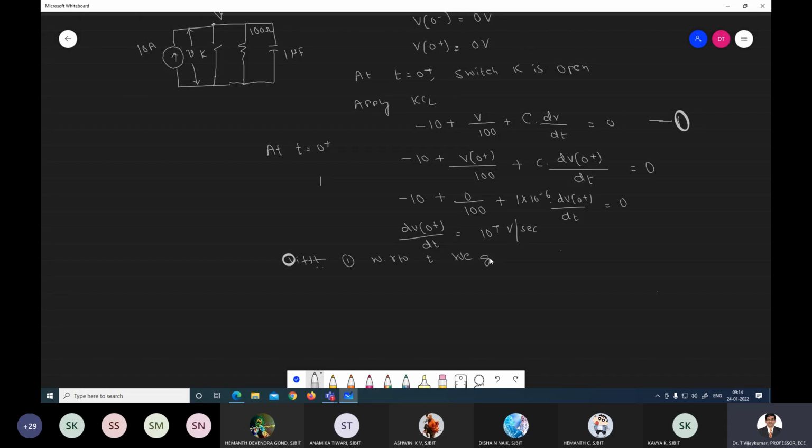So we get, differentiation of 10 is 0, plus 1 by 100 into differentiation of V, which is dV by dt, plus C into d square V by dt square is equal to 0. At t equal to 0 plus, this is 1 by 100 dV of 0 plus divided by dt plus C into d square V of 0 plus divided by dt square is equal to 0.